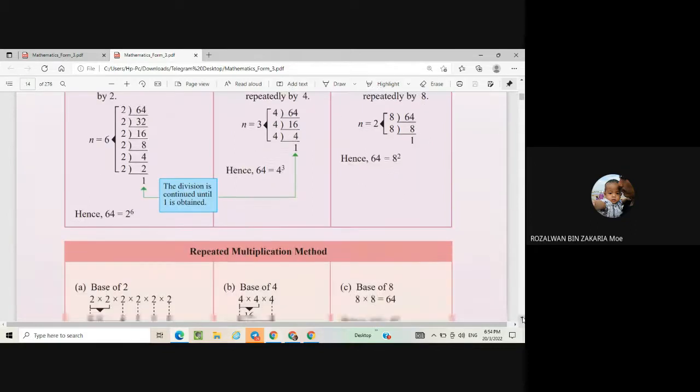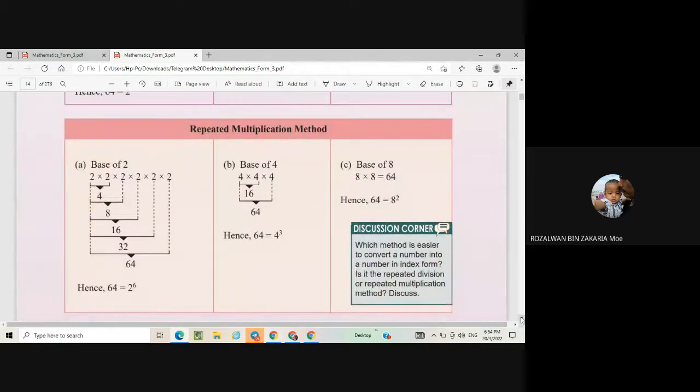Next, we can also use the second method known as the repeated multiplication method. Look at this one. Look at this method, A, base of 2. So how to do this one? Actually, you have to find out how many times 2 needs to be multiplied by itself to get 64.